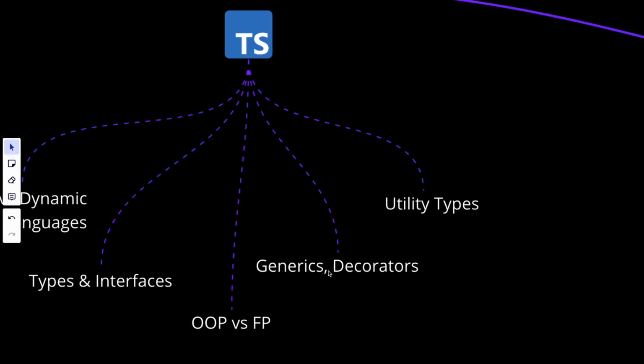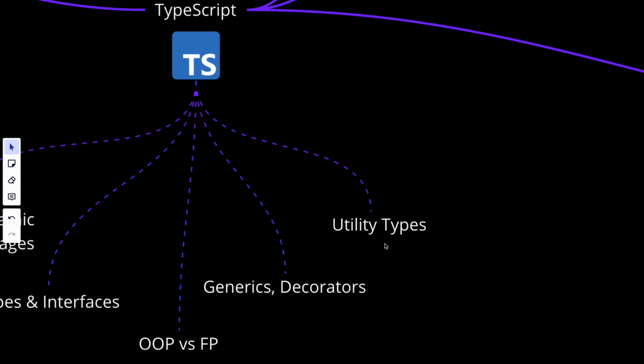Next topic is generics and decorators. Generics allow us to create components that work with any type, not just one, and decorators provide a way to add annotations and meta programming syntax for class declarations and their members. And utility types are commonly used in TypeScript applications that allow you to transform and reuse existing types by adding or removing some properties from them.